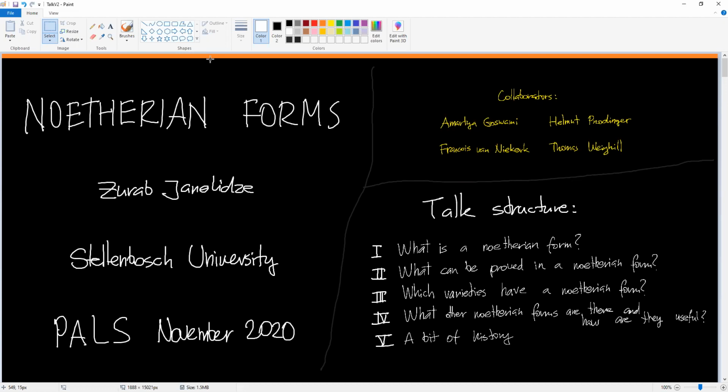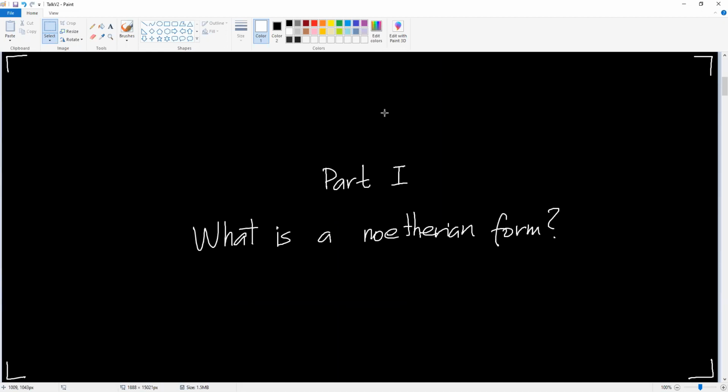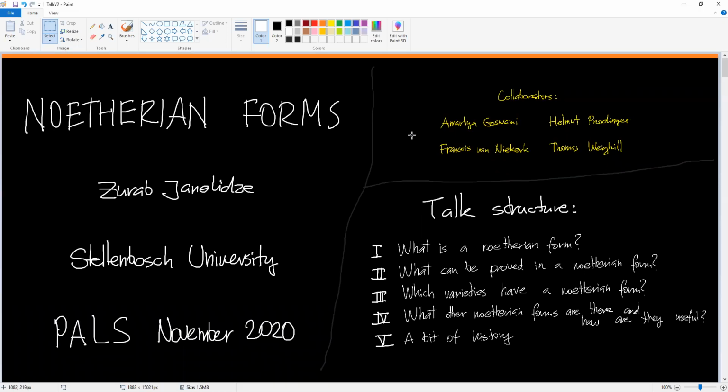So the talk is on Noetherian forms. I'm using Microsoft Paint for the talk, so it's basically scrolling down, and I'll try to maybe make some annotations as we go along. There are five parts to the talk. They're written out here. There are also collaborators for the different parts of the work: Amartya Goswami, Helmut Podinger, François van Niekerk, and Thomas Wakehill.